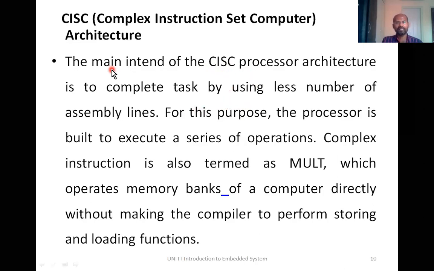Okay. So the main intent of the CISC processor architecture is to complete a task using fewer assembly lines. For this purpose, the processor is built to execute a series of operations. A complex instruction operates on the memory banks of the computer directly, without making the compiler perform storing and loading functions. See, in CISC, with just one instruction, we can add two contents of the memory and the result is stored back to the memory.